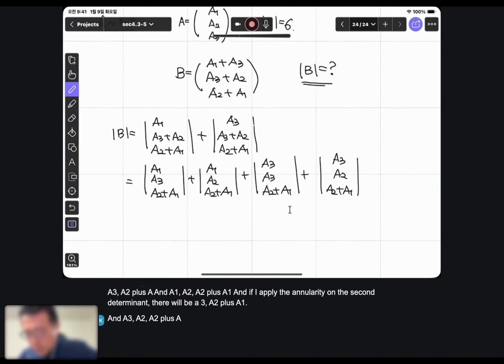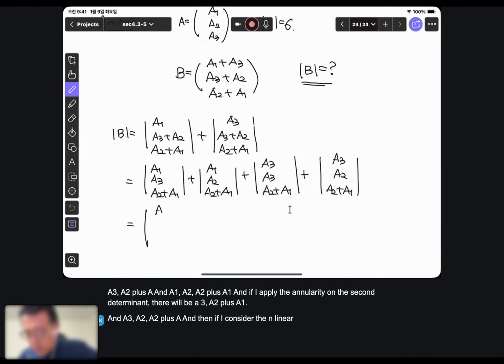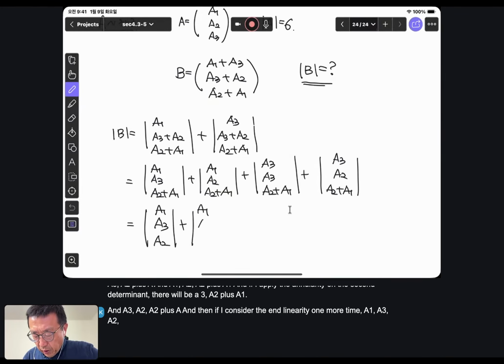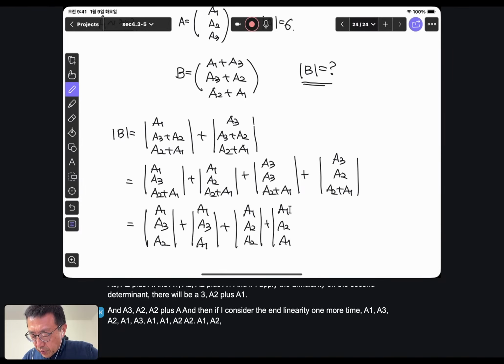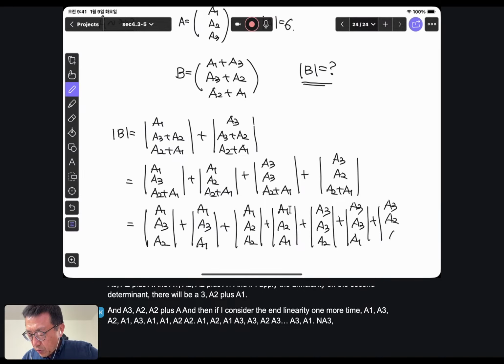And then if I apply the n-linearity one more time, A1, A3, A2, A1, A3, A1, A1, A2, A2, A1, A2, A1, A3, A3, A2, A3, A3, A1, and A3, A2, A2, and A3, A2, A1, right?